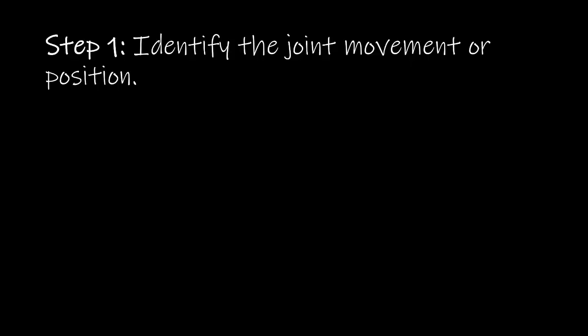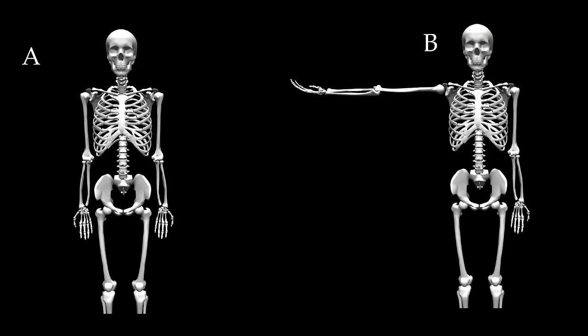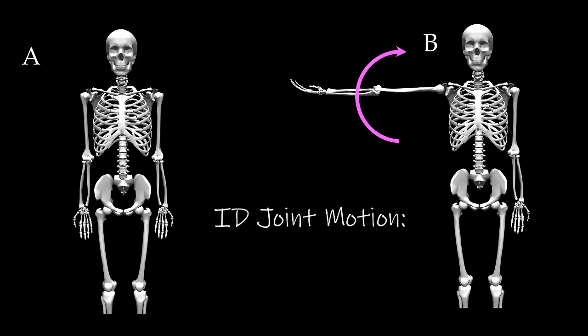Step 1 is to identify the joint movement or position. Let's illustrate this with an example. In this case here, you see that we have glenohumeral abduction. So we start at position A and we move to position B. We identify the joint motion as being abduction, or looking at it from our perspective here, we see that we have a clockwise rotation of the humerus.